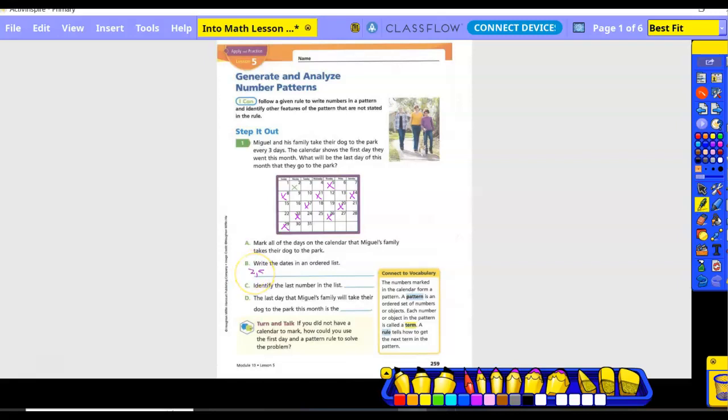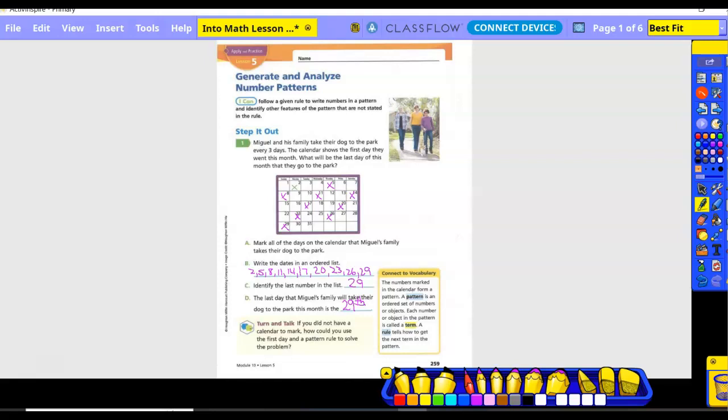2, 5, what's next? 8, 11, 14, 17, 20, 23, 26, 29. Identify the last number in the list. So what was the last thing we listed? 29. The last day that Miguel's family will take their dog to the park this month is the 29th.